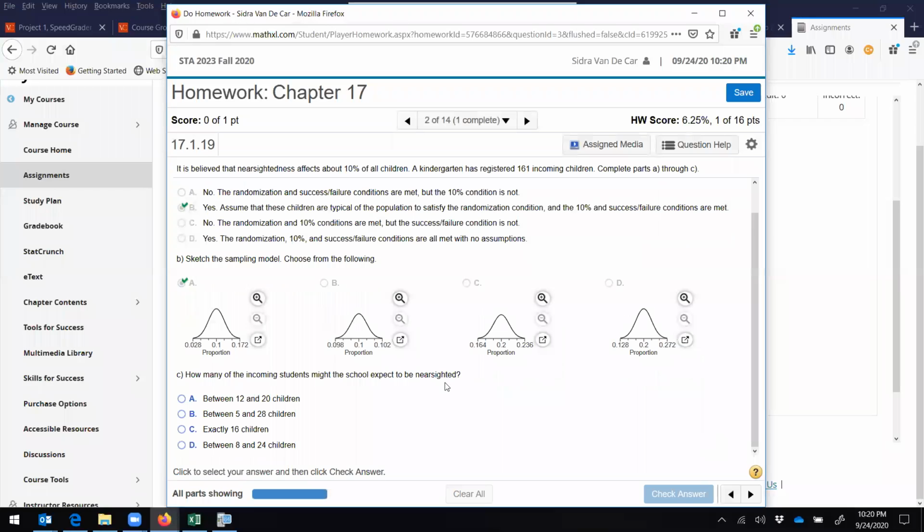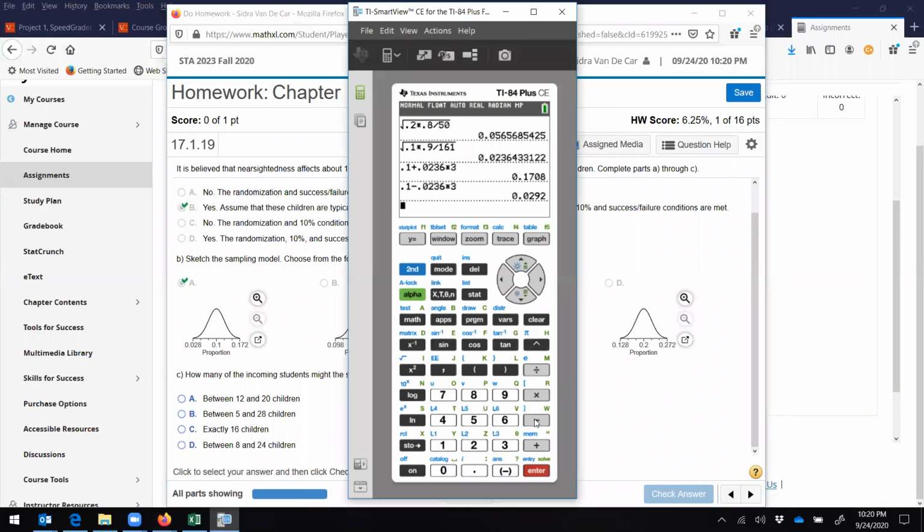How many of the incoming students might the school expect to be nearsighted? Well, I would expect somewhere between these values. So notice 2 standard deviations out. I'm going to go 0.1 minus 0.0236 times 2 for 2 standard deviations below. And why am I doing 2 standard deviations below?